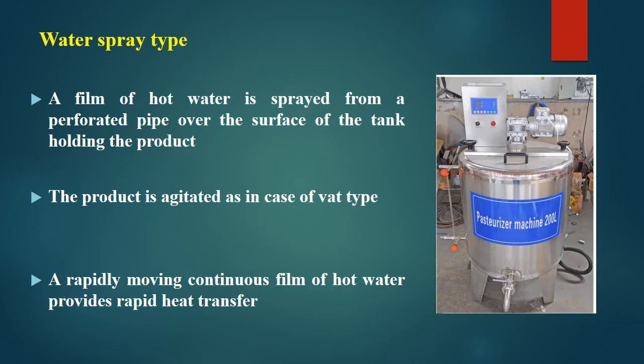Here is the second type of batch pasteurizer, that is the water spray type, in which a film of water is sprayed from a perforated pipe over the surface of the tank holding the product. So hot water is sprayed over the tank for heating. The product is agitated, as in the vat type I explained earlier, and a rapidly moving continuous film of hot water provides rapid heat transfer through which the milk gets heated. So this is the second type, the water spray type batch pasteurizer.